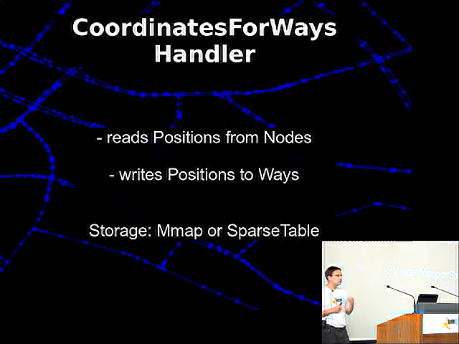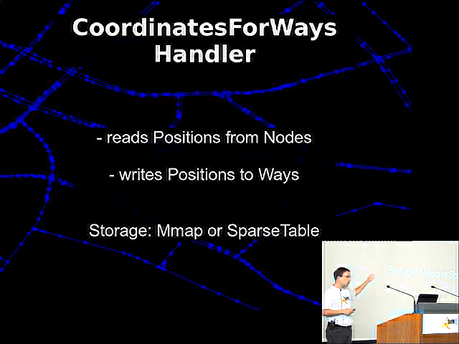The CoordinatesForWays Handler reads the position of all the nodes. So while the nodes are read from the file, it reads out the positions of each and every node and keeps them in memory. Or if you don't have enough memory, you can also keep them on disk. It's just a configuration option, basically. It keeps those positions, and then later on, once it has read all the nodes and all the ways in the input file, it can then create the geometries of the ways, because it knows the position of all the nodes from its storage, and can build complete geometries of the ways.